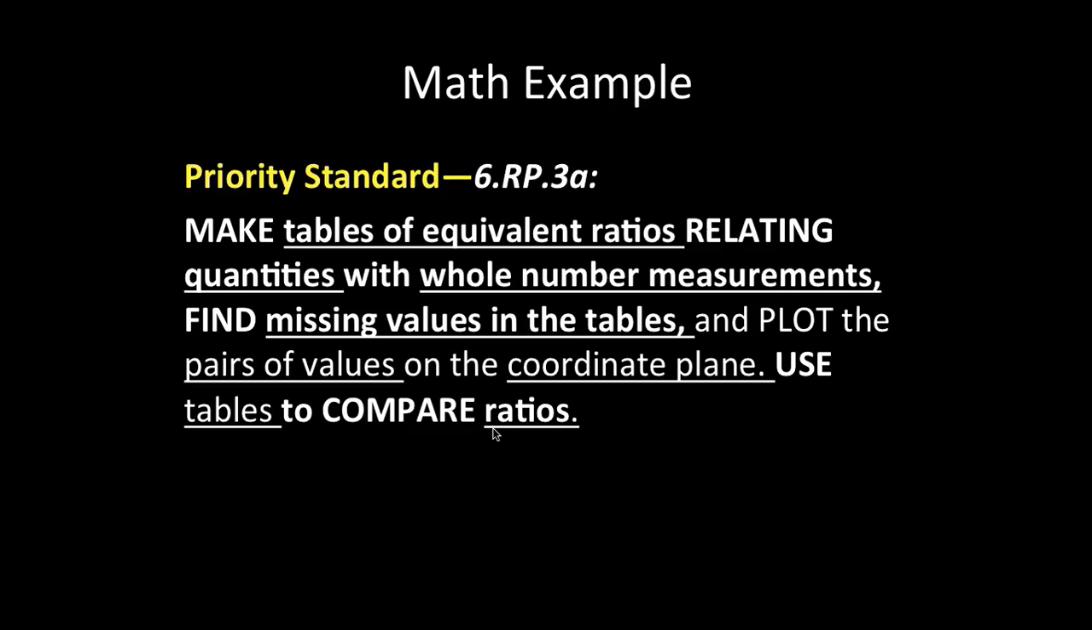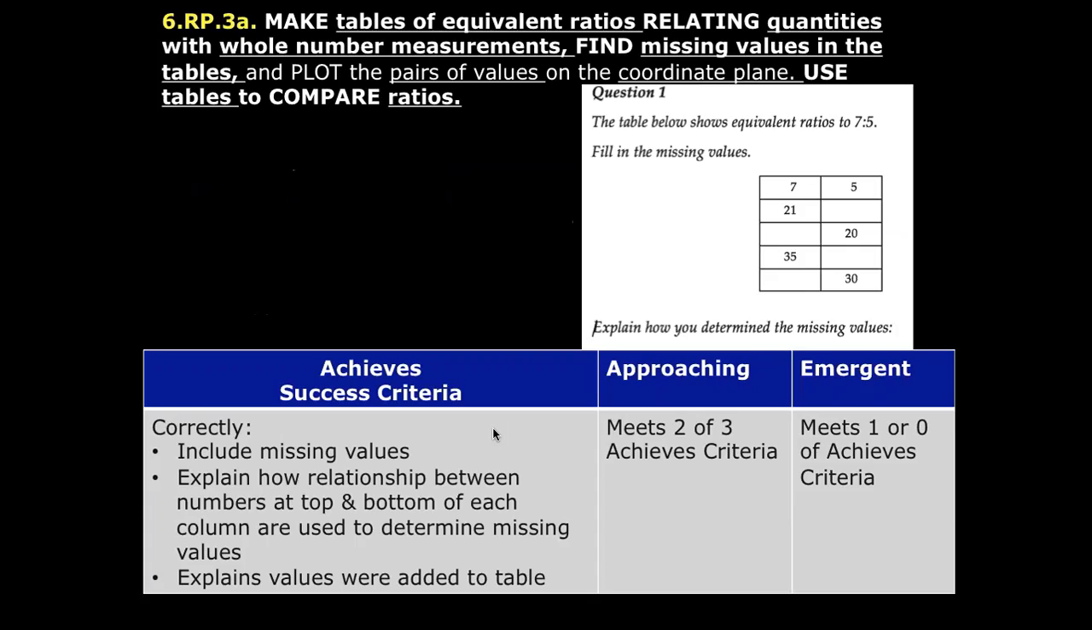So I always need to start, of course, with my academic standard. And so now from that, I've listed the standard above. Students need to make tables of equivalent ratios relating the quantities, plot the values, etc. And then let's take a look at the question. The table below shows equivalent values 7 to 5. Fill in the missing values, explain how you determined the missing values, and check out our success criteria. Correctly include the missing values, explain how the relationship between the numbers at the top and the bottom are used, explain how the values were added to the table.